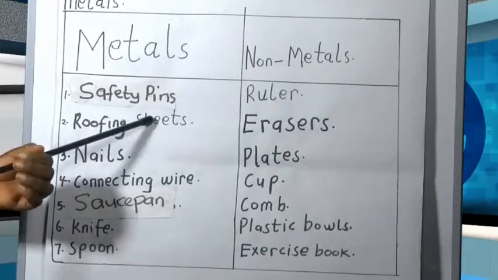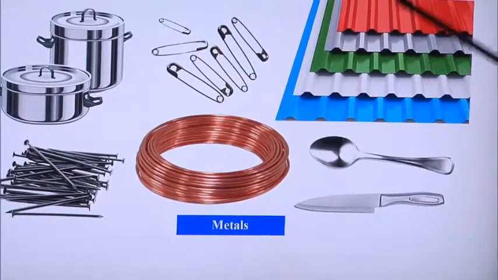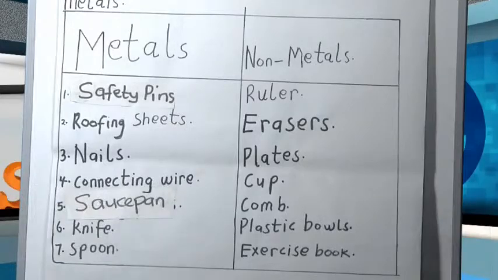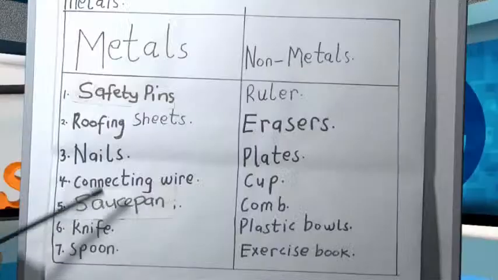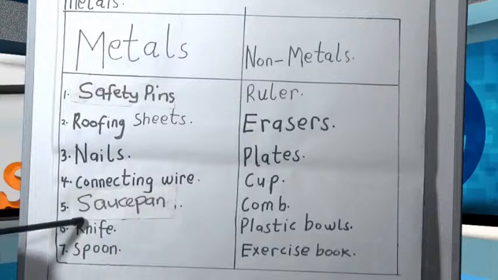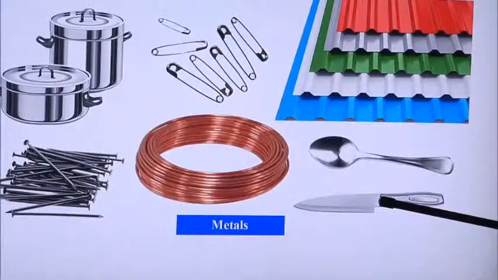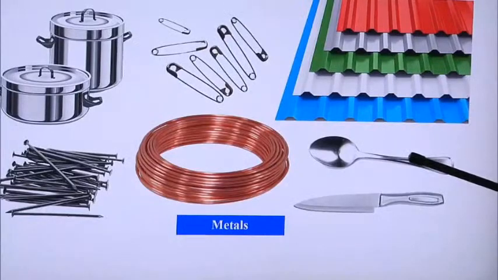We have safety pins. We have roofing sheets. On our screen, there's a roofing sheet here. Let's look at connecting wire. Let's look at the picture. We have connecting wire. Let's look at knife. We have already talked about the saucepan. On our screen, we have a knife. And then spoon. On the board, we have spoon. And the picture is here.